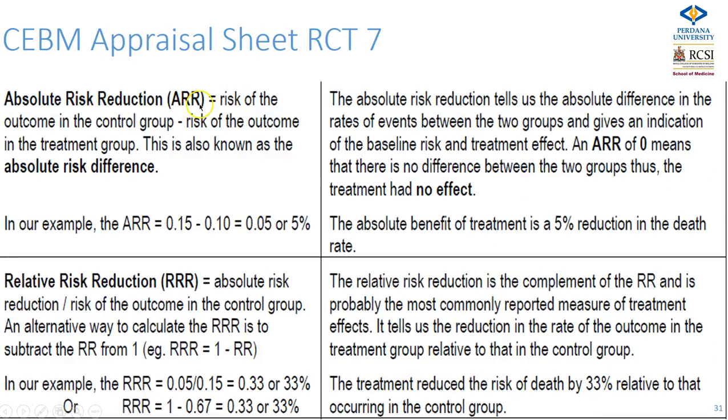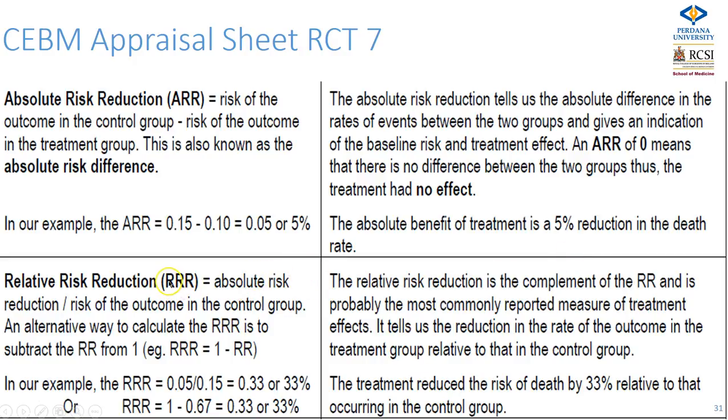It can also be expressed as an absolute risk reduction, which is the risk of the outcome in the control group minus the risk of the outcome in the treatment group. This is sometimes also referred to as the absolute risk difference, or ARD. So this tells us the raw numbers. If the ARR is 0, there's no difference, which means that the treatment has had no effect. In this example, it was 15% and 10%, so the difference is 5%. So there's a 5% reduction in the death rate in this study.